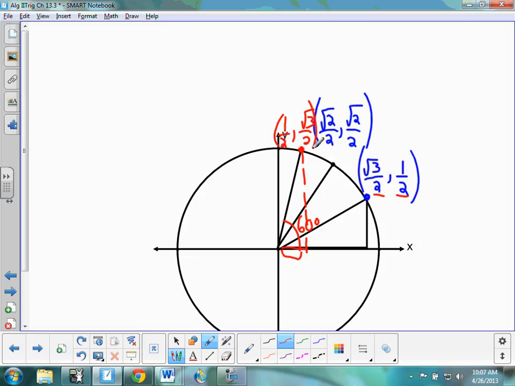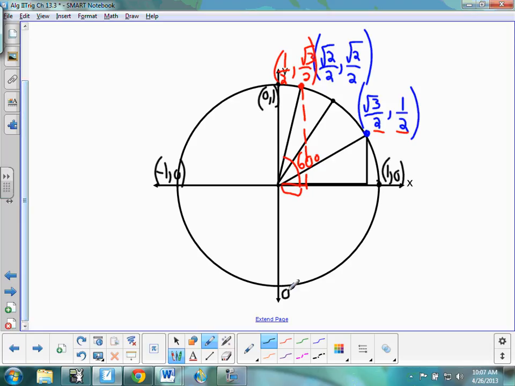Those 3 values, root 3 over 2, root 2 over 2, and 1 over 2, are going to appear all over this circle. We've already got a few easy points. You know, this is the point 1, 0. You know, this is the point 0, 1. This is the point negative 1, 0. And this is the point 0, negative 1 down here.